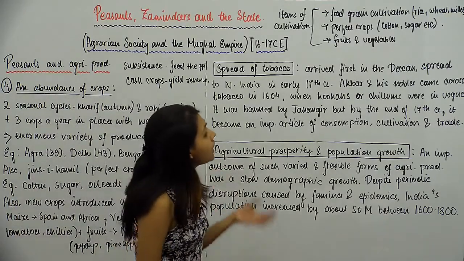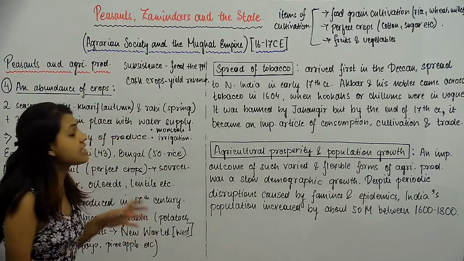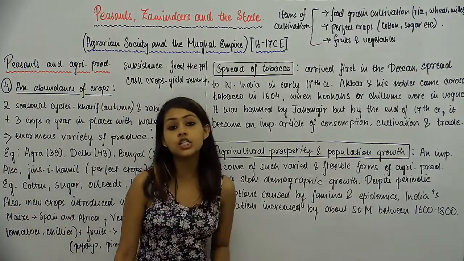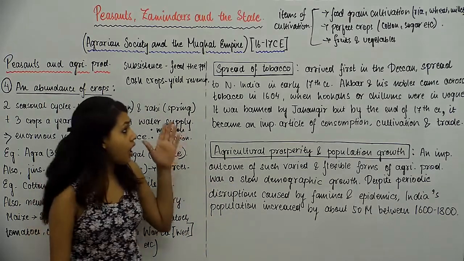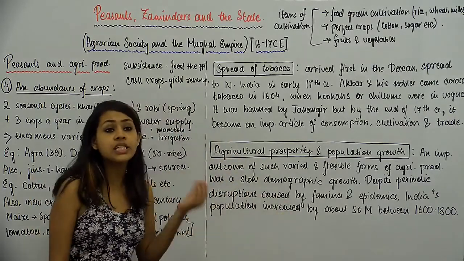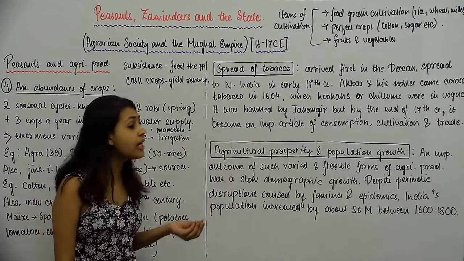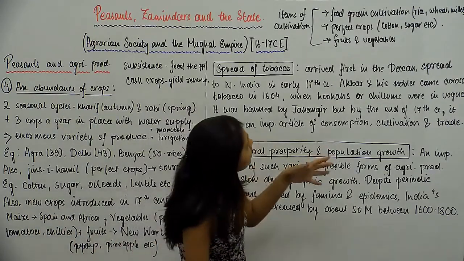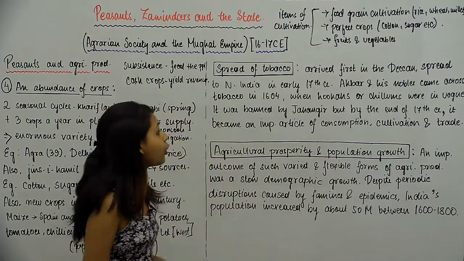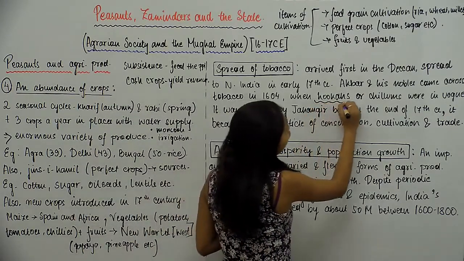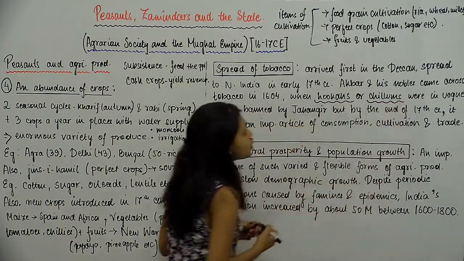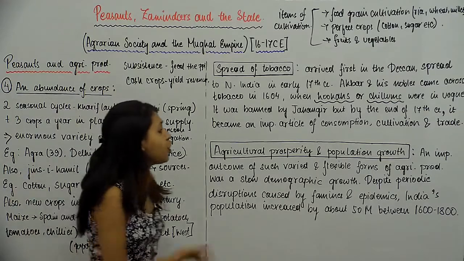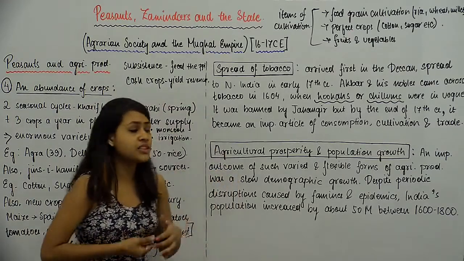So Akbar and his nobles came across tobacco in 1604. So that is the early years of the 17th century. The king Akbar and his nobles came to know about tobacco cultivation, right? So at that point of time, when hookahs or chillums were in vogue, people used to smoke tobacco in hookahs and chillums. You've probably seen pictures of hookahs somewhere or the other.